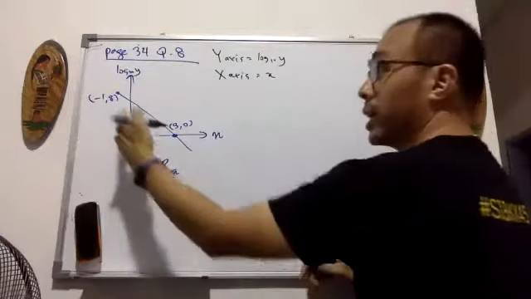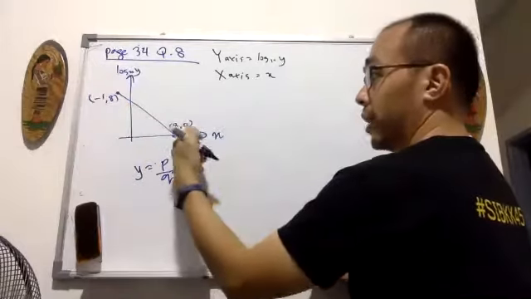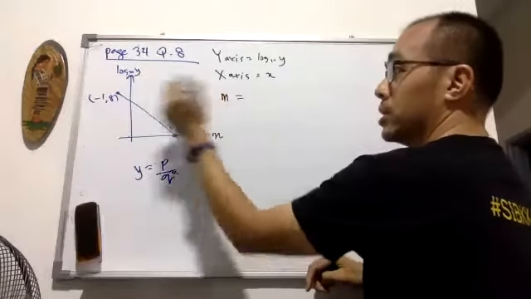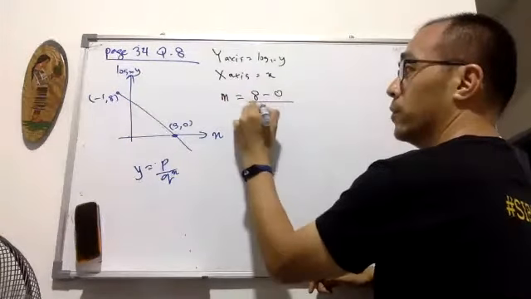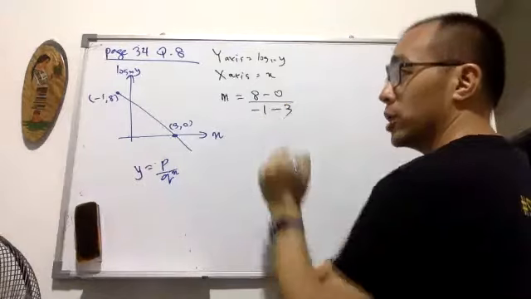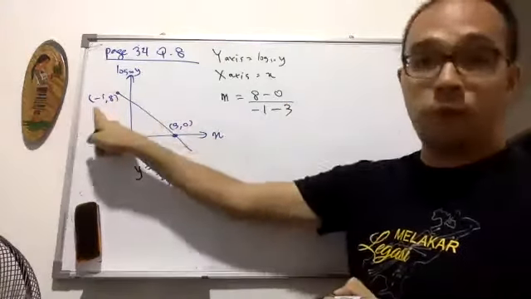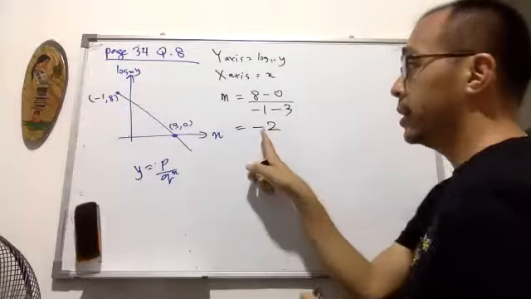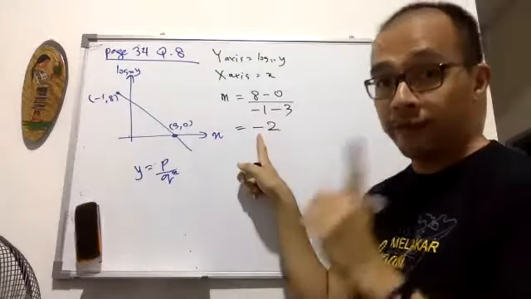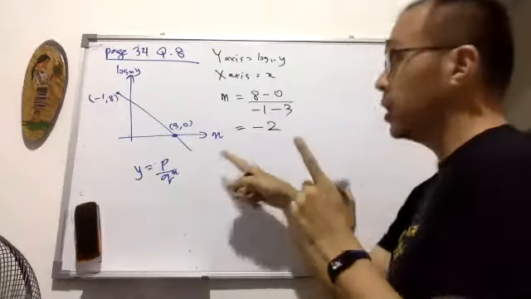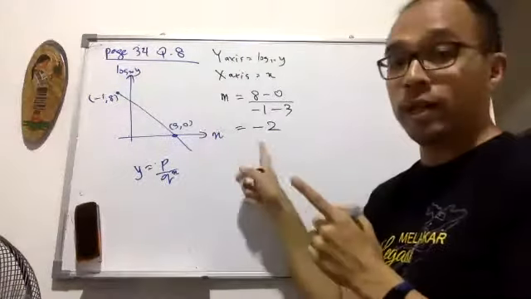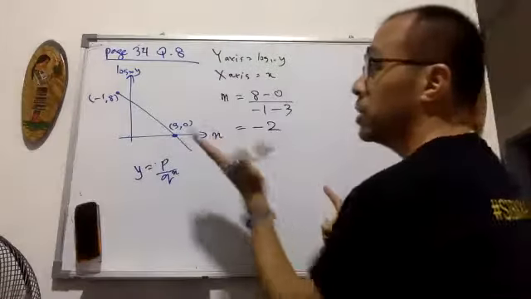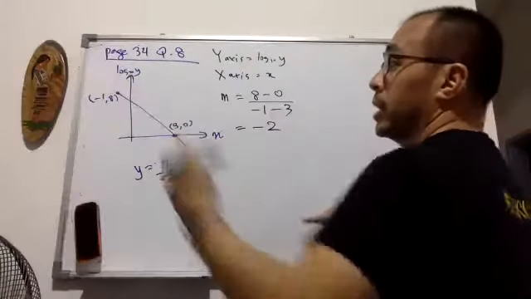We don't. But we can actually count the gradient. The gradient equals 8 minus 0 over negative 1 minus 3. 8 minus 0, negative 1 minus 3, which will give you negative 2. And this negative sign is a definite assurance that your number is correct, because the graph is going downward to the right.